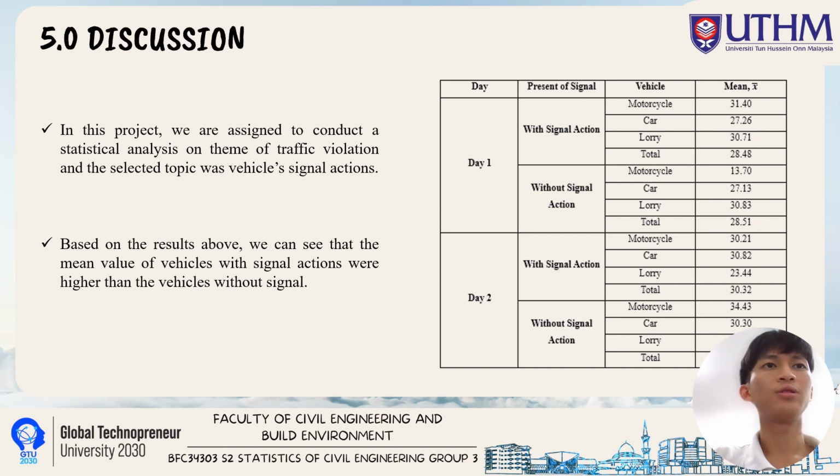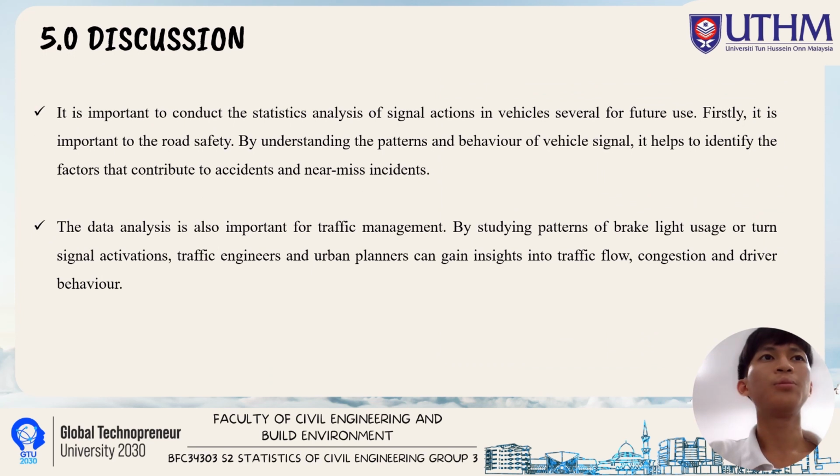It is important to conduct the statistical analysis of signal action in vehicles for future use. Firstly, it is important to road safety. By understanding the pattern and behavior of vehicle signals, it helps to identify the factors that contribute to accidents and near-miss incidents. The data analysis is also important for traffic management. By studying patterns of red light usage or turn signal activations, traffic engineers and urban planners can gain insight into traffic flow, congestion, and driver behavior.